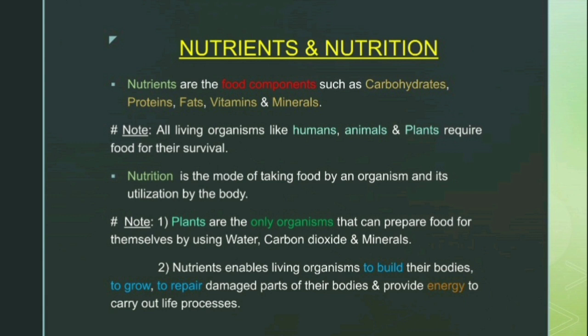We also need to learn some facts: plants are the only organisms that can prepare food for themselves by using raw materials like water, carbon dioxide, and minerals. And this is how nutrients help any organism. Nutrients enable living organisms to build their bodies, to grow, to repair damaged parts of their body and provide energy to carry out life processes like respiration, excretion, etc.